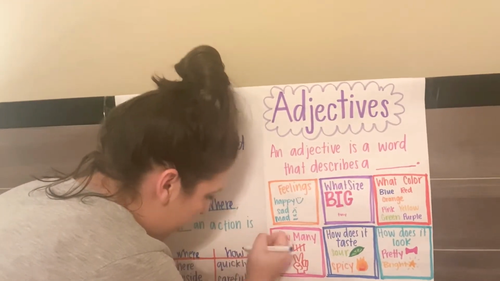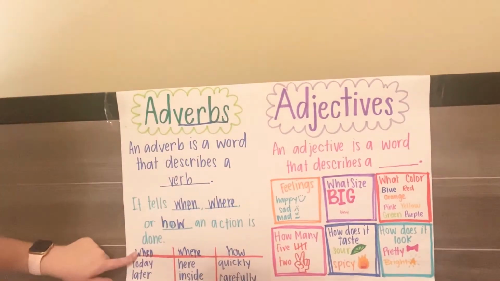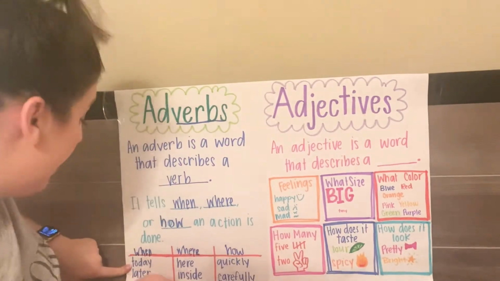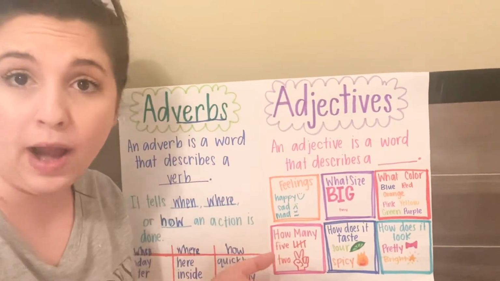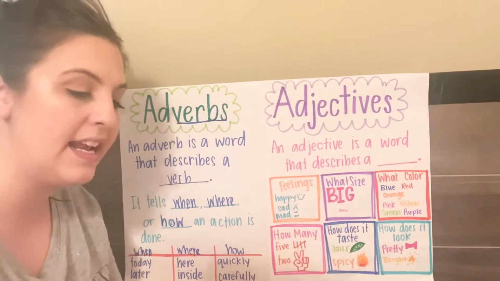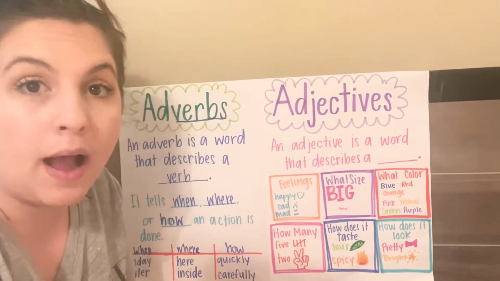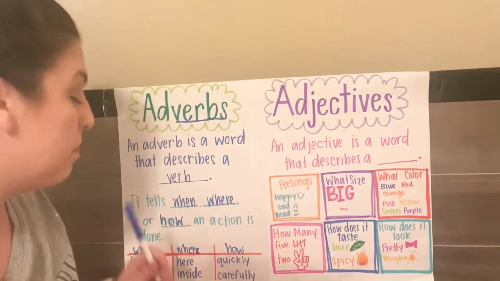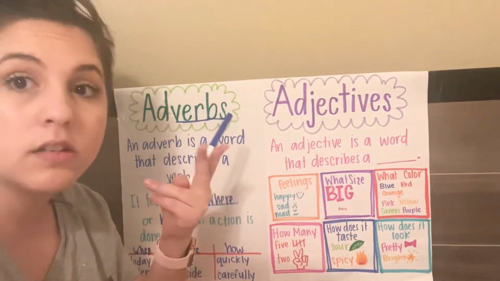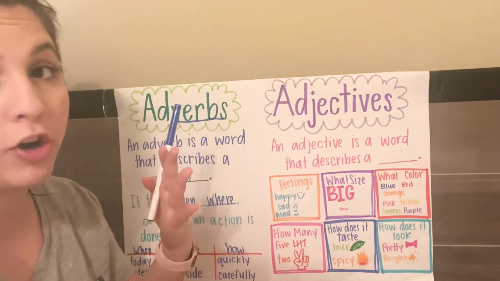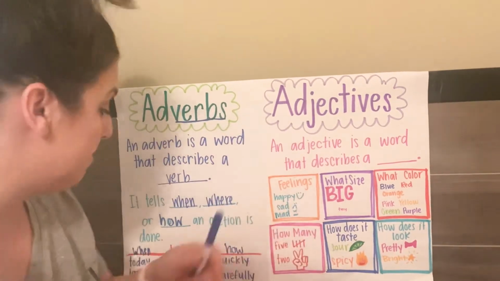This is hard to write on. I have when, and I have examples of when. When would be like a time, right? You don't ask somebody when and want them to tell you what something looks like or how many of something. So when is like today, tomorrow, later, earlier, something like that, okay?